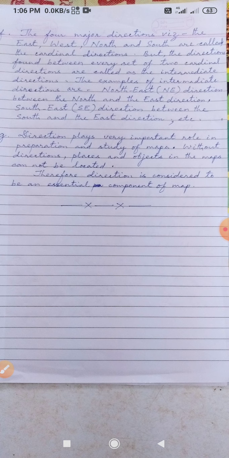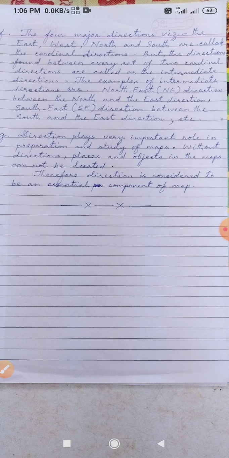Similarly, if you want, you can add some extra also. Between the south and the west, you will find the SW or southwest direction. Similarly, between the north and west, you will see the NW direction also. They are all called the intermediate directions. I have given the example of two. You can add and write some extra also, there is no harm.